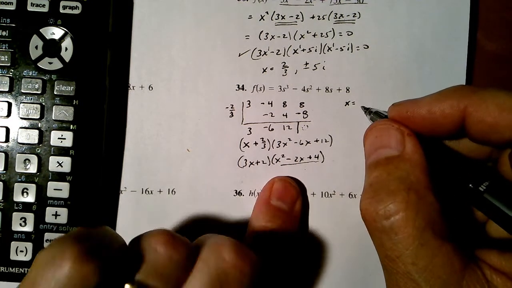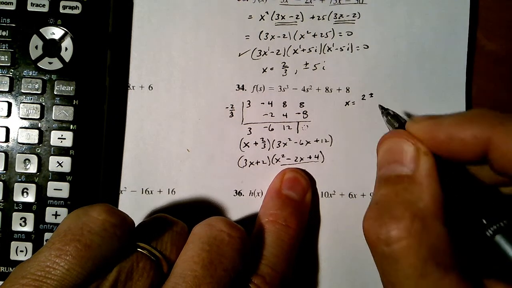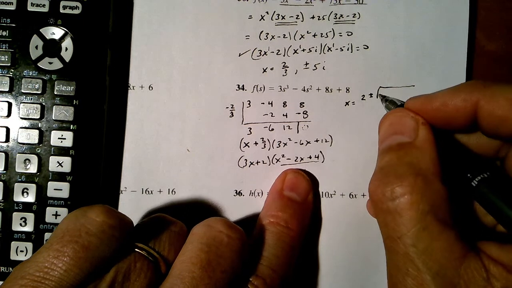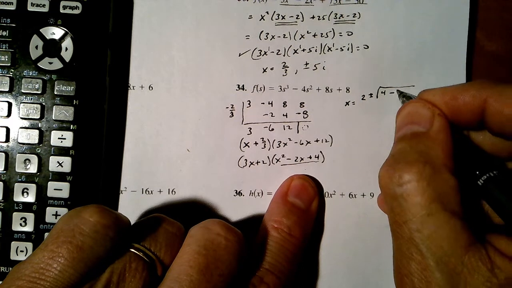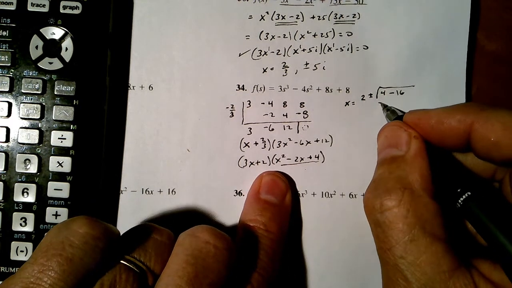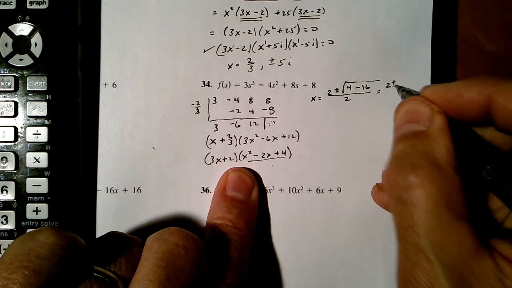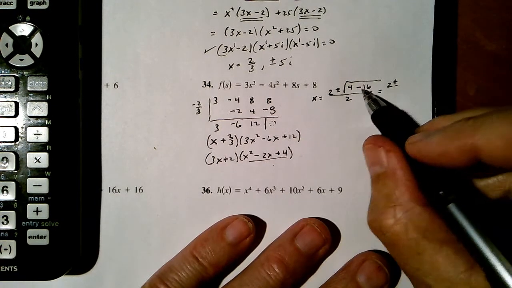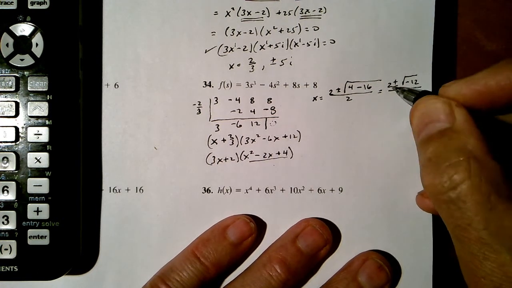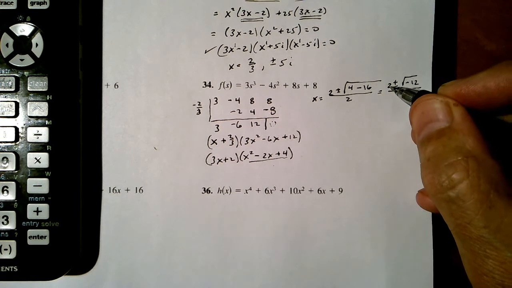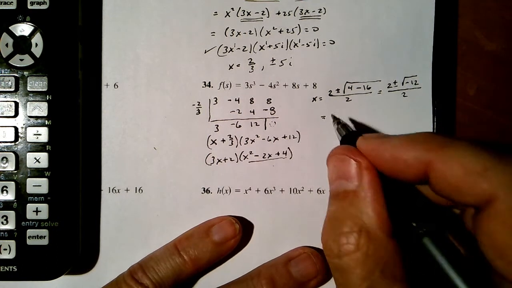Because I've got to get that down to x to the first, linear factors. So x equals the opposite of b, 2, plus or minus the square root of b squared, 4, minus 4 times 1 times 4, minus 16, all over 2, which is 2 plus or minus the square root of negative 12, over 2. Can we reduce the 2 and the 2? This 2 is not a factor of the top, it's just a term. All right, so we have imaginaries.